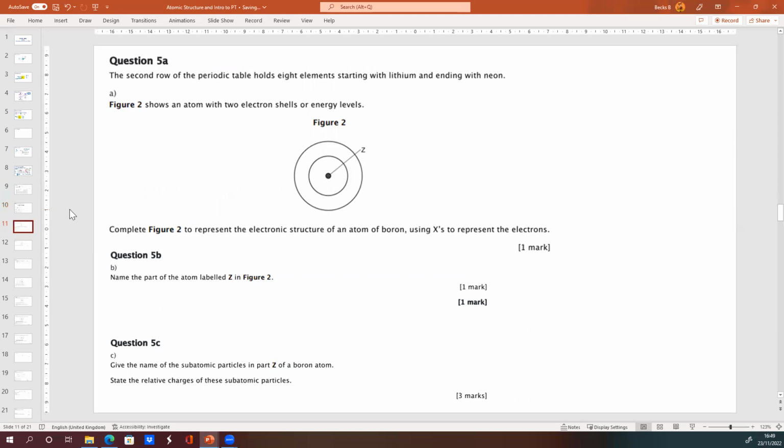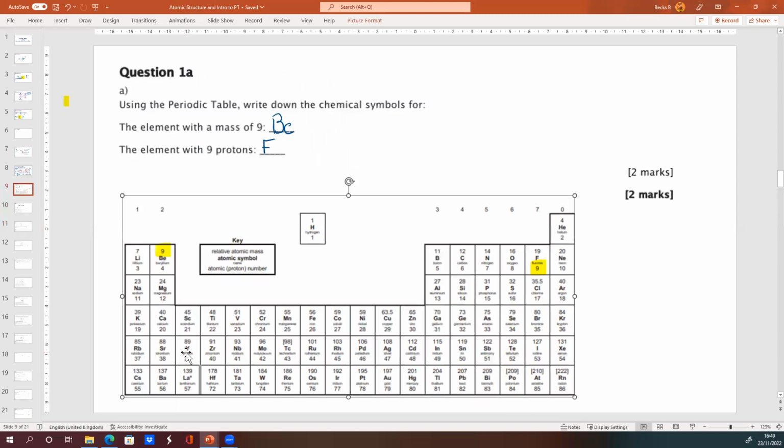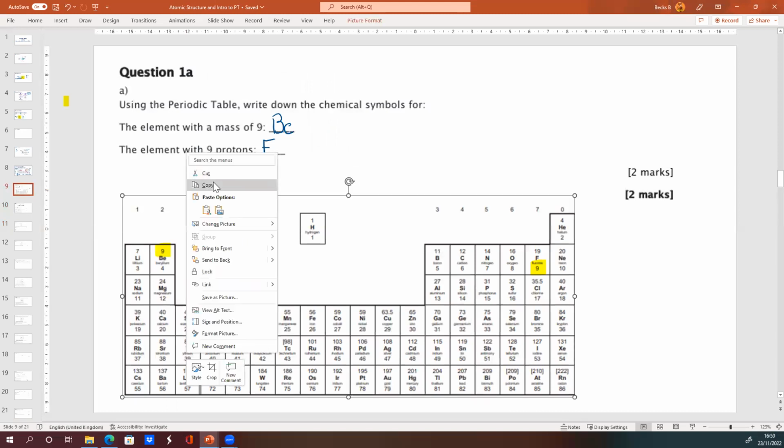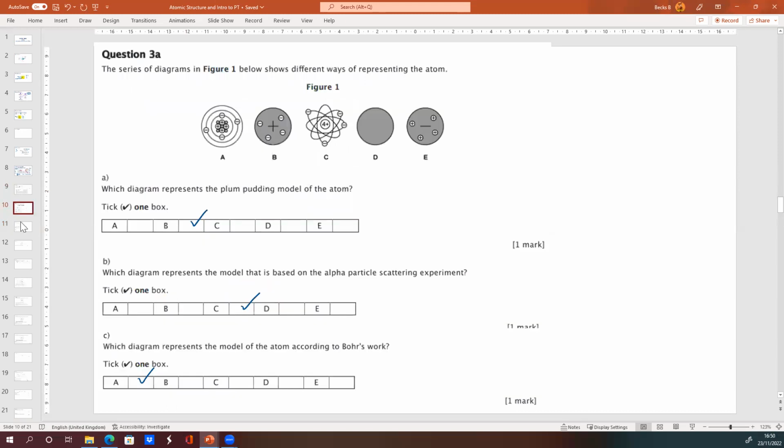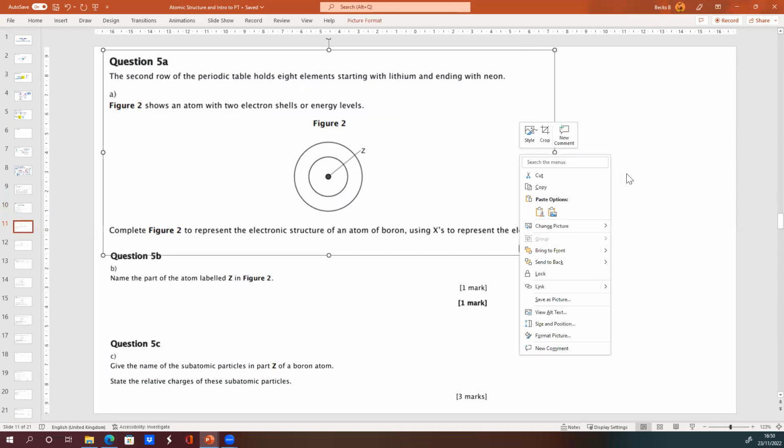Okay, so the second row of the periodic table holds 8 elements, starting with lithium and ending with neon. So we're going across the levels. So figure 2 shows an atom with 2 electron shells or energy levels. That word does get interchanged. Now let me just grab you. I'll chop it down so that it's not taking up the whole of the screen for you.